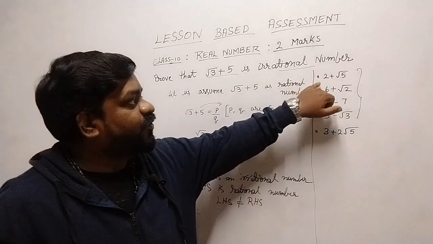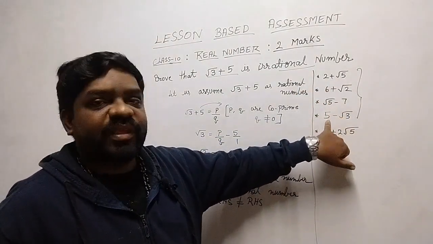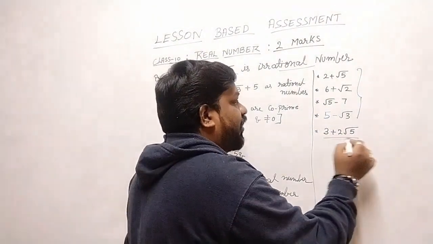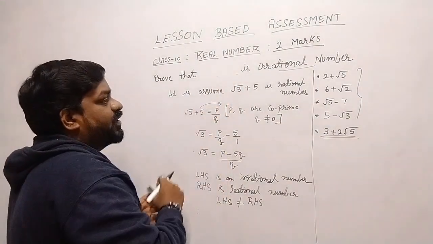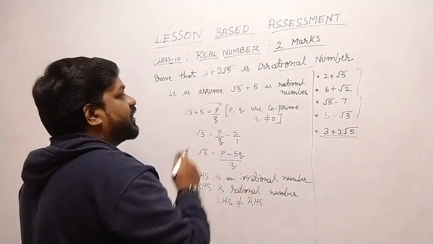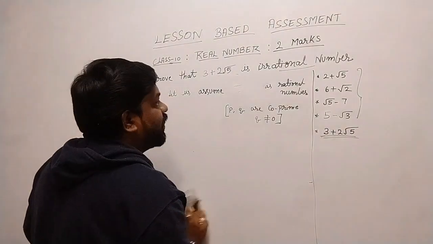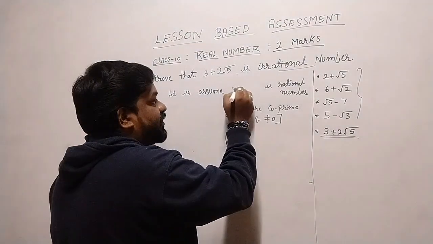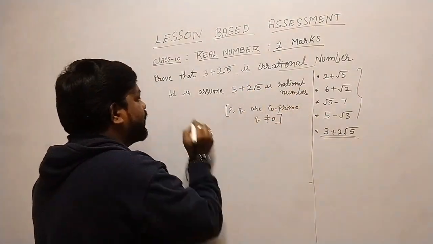That is 2 plus root 5, 6 plus root 2, root 5 minus 7, 5 minus root 3, 3 plus 2 root 5. I will solve this question, 3 plus 2 root 5. Follow the same steps. We need to prove 3 plus 2 root 5 is an irrational number. So what's going to be the first step? We need to assume it as a rational number.